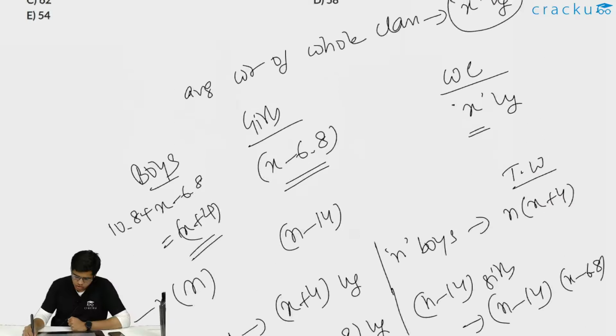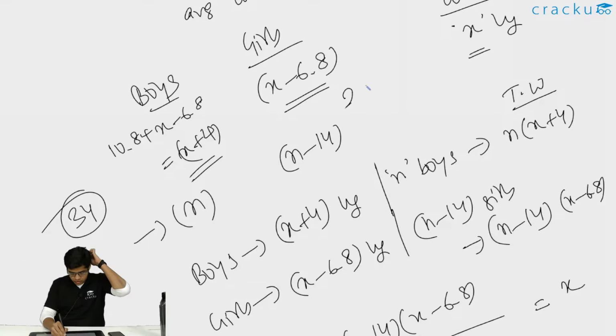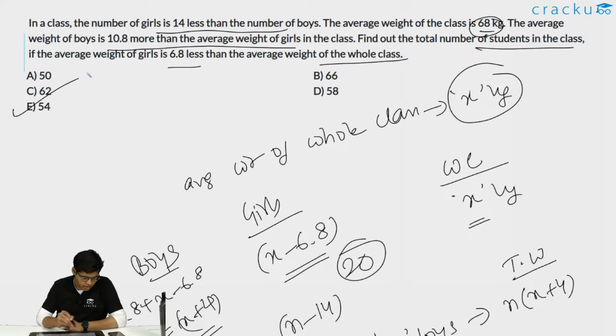Now if n equals 34, so boys we are having 34, girls we are having 34 minus 14, which is 20. So what is the total number of students? Total number of students is 34 plus 20, which is 54. Option E is the correct answer.